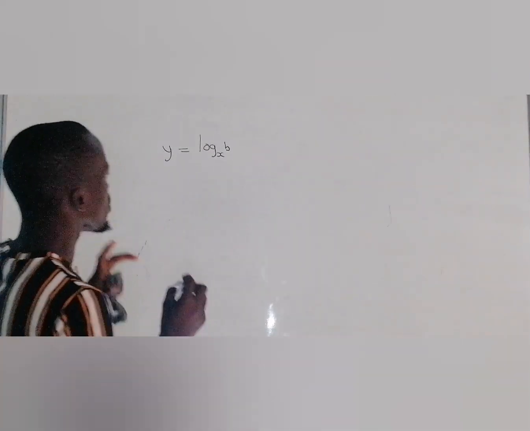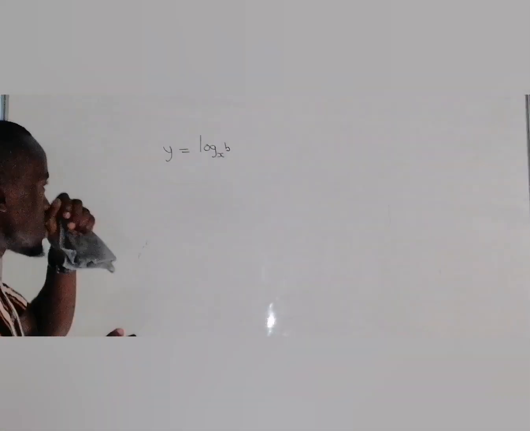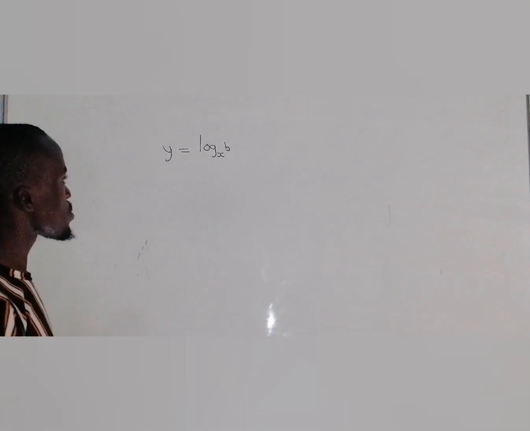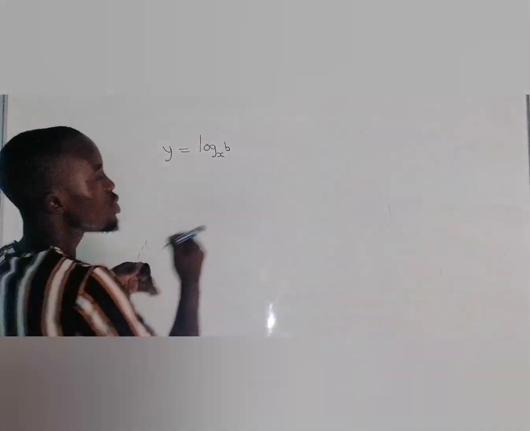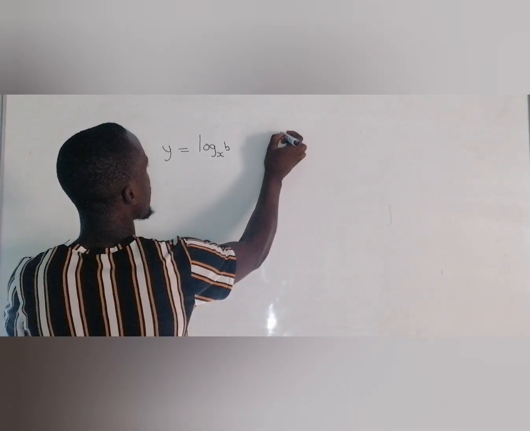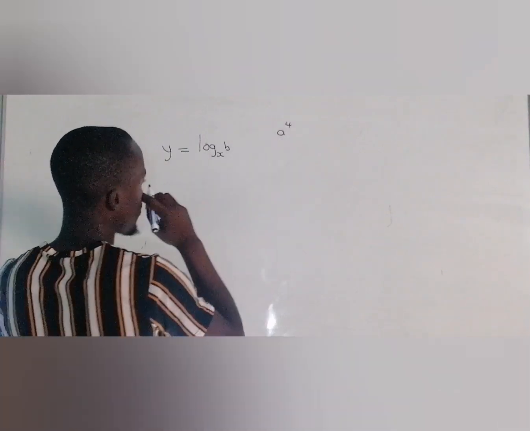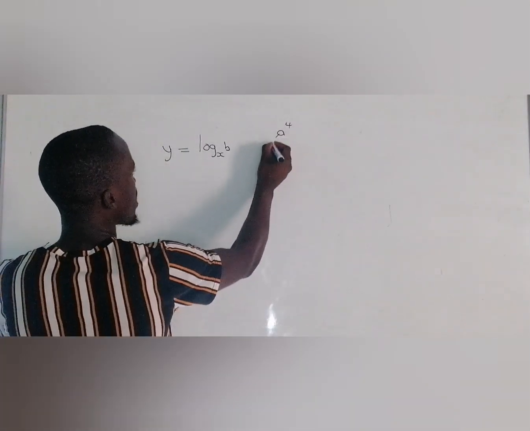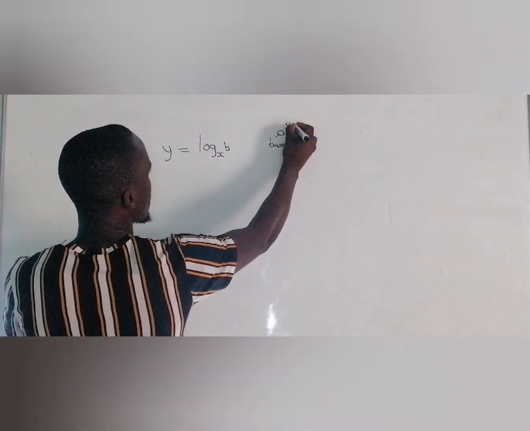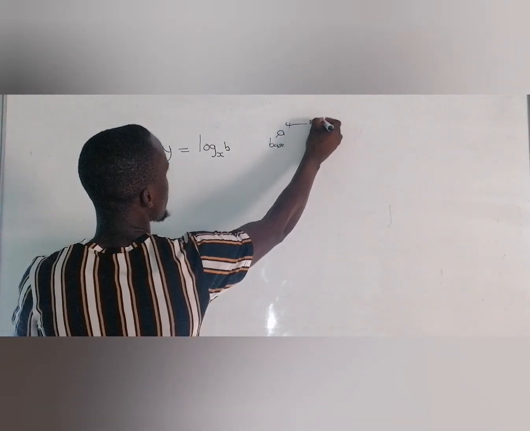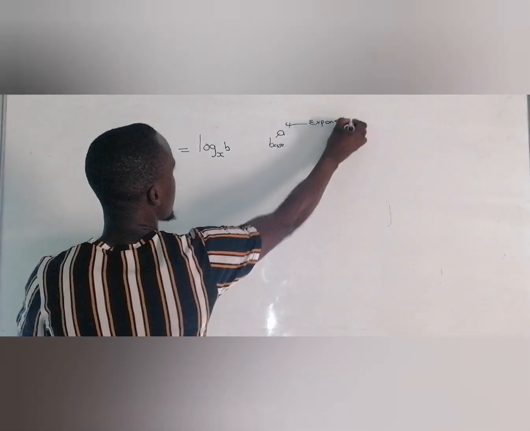Okay guys, I hope you are well. Let me just explain this thing of the logs. Suppose you know this from exponents in grade 4, a to the power 4. Now we know that a becomes the base, then 4 becomes an exponent or an index.